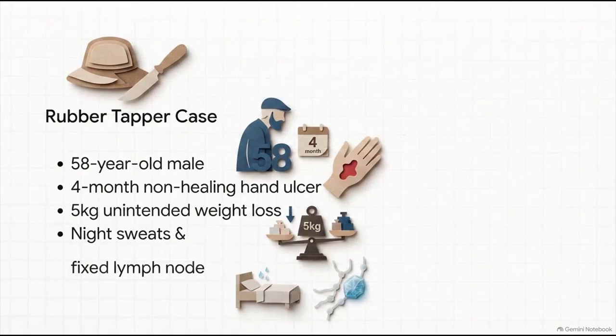Let's ground this with a concrete example from our source text, the clinical case of the rubber tapper. We've got a 58-year-old man who comes in with exactly one complaint, a non-healing sore on his hand that's bugging him while he gardens. Now, if you only look at the hand, you might just hand him a skin ointment and send him on his way. But by taking the time to investigate that hidden totality, the practitioner uncovers 5 kilos of unintended weight loss, drenching night sweats, and a fixed axillary lymph node. Suddenly, we aren't looking at a simple skin sore anymore. This is a high-risk red flag for a serious malignancy, requiring an urgent oncology referral.